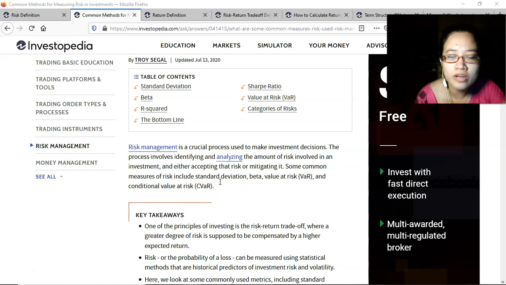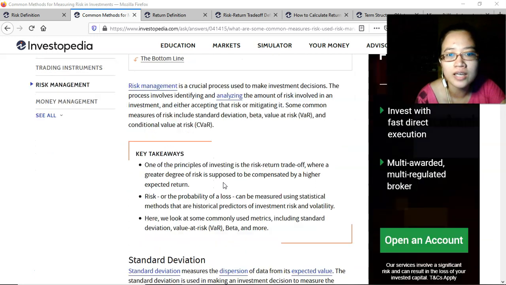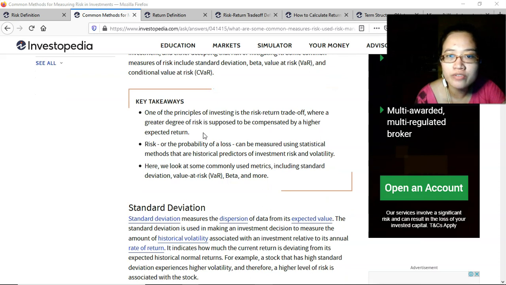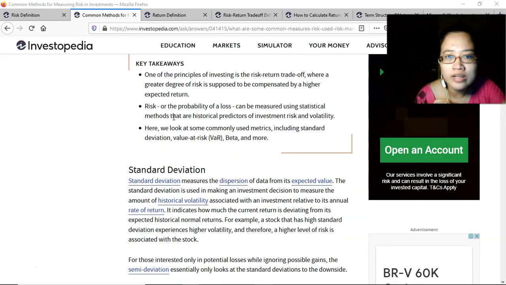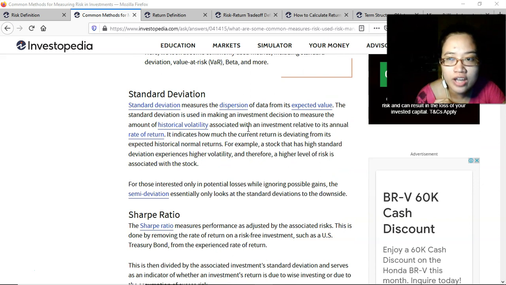Some common measures of risk include standard deviation, beta, value at risk (VaR), and conditional value at risk (CVaR). Key takeaways: one of the principles of investing is the risk-return trade-off, where a greater degree of risk is supposed to be compensated by a higher expected return. But again, it does not guarantee that higher risk would result in a higher return, only the possibility. Risk, the probability of a loss, can be measured using statistical methods that are historical predictors of investment risk and volatility. Here we look at some commonly used metrics, including standard deviation, value at risk, beta, and more.